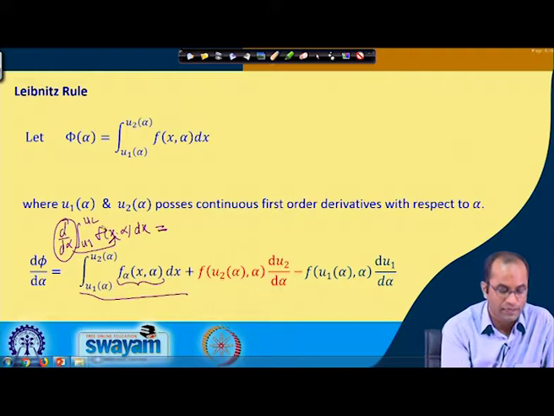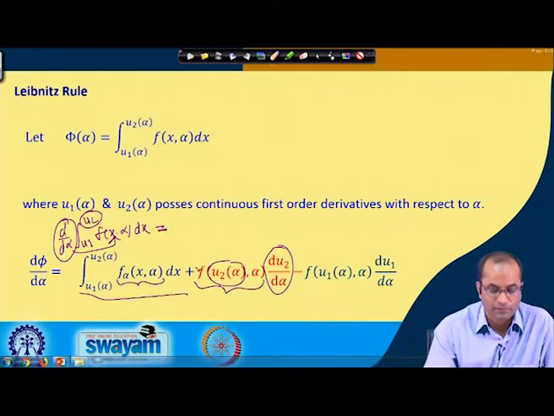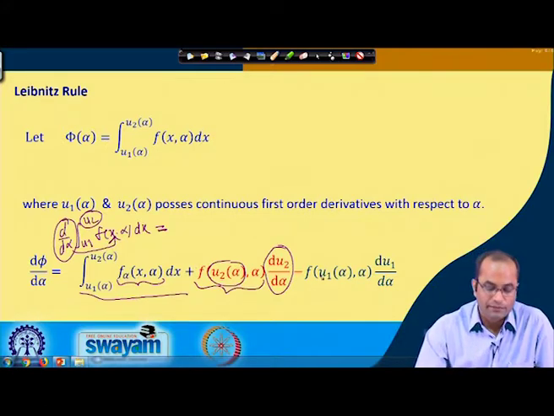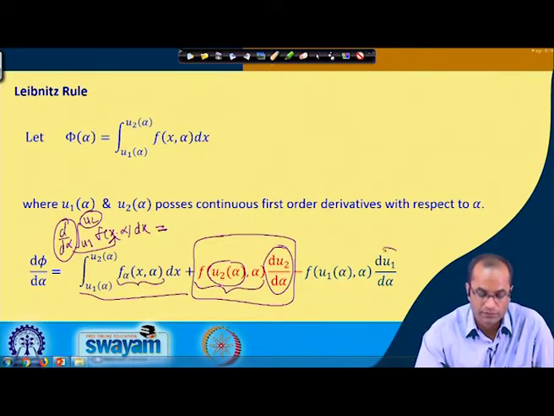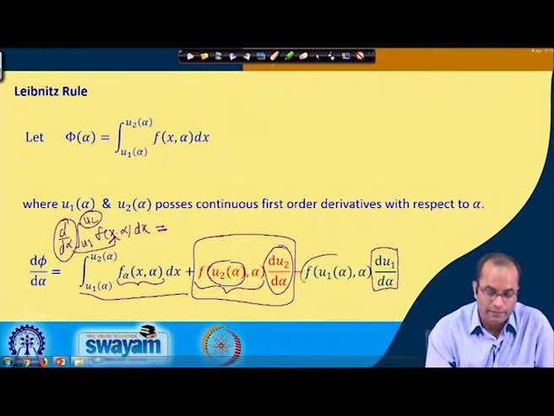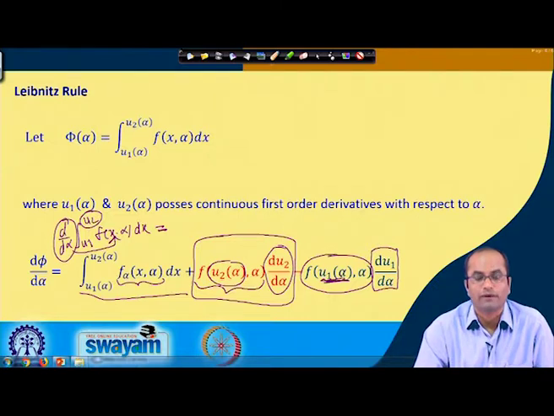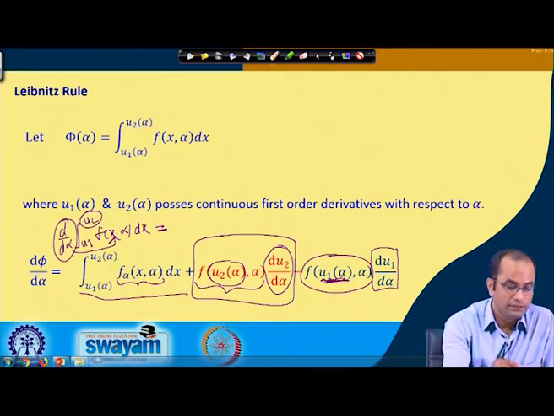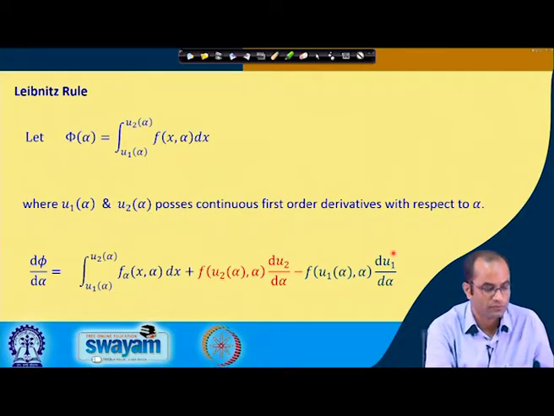The second term will have the derivative of the upper limit, and the integrand will be evaluated again at this upper limit. So, this x will be replaced by u 2 alpha, minus the same scenario again: the derivative of u 1, the lower limit, with respect to alpha, and then the integrand evaluated again at u 1 alpha. So, this is the Leibniz rule, and we will go through this proof also, which is very simple.